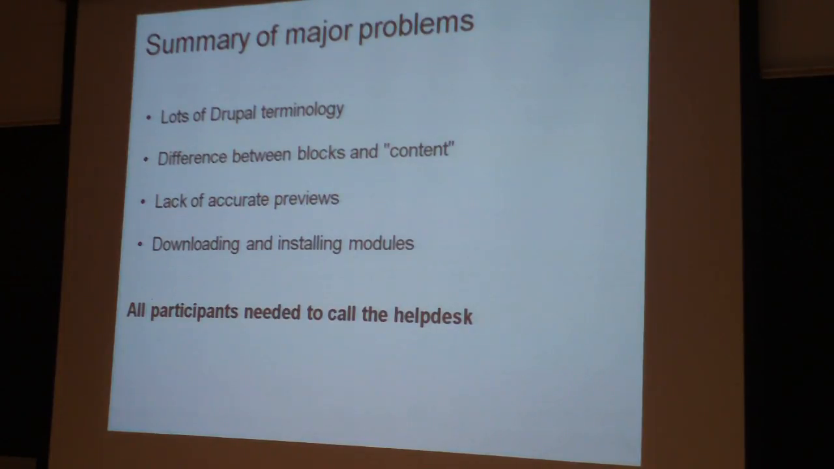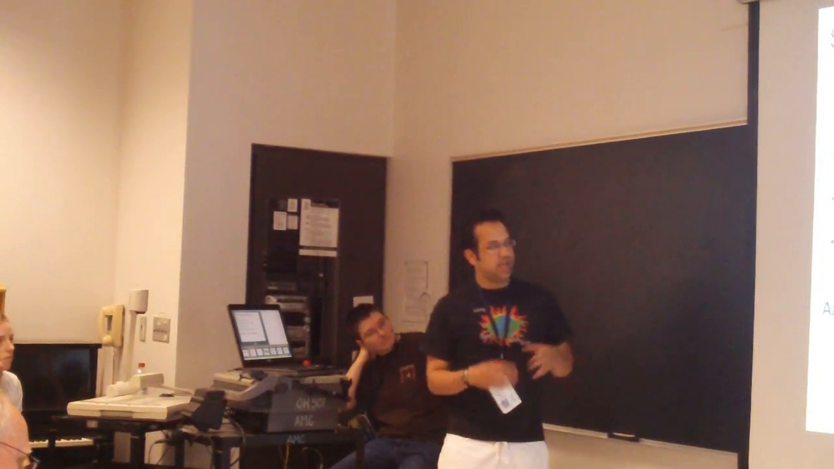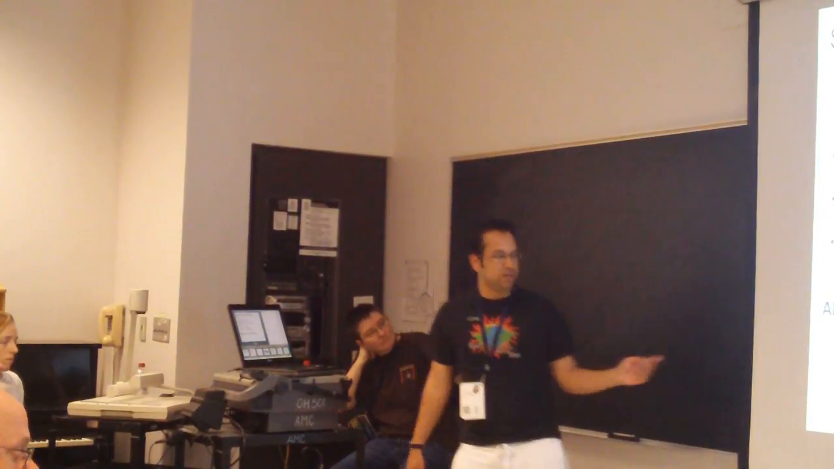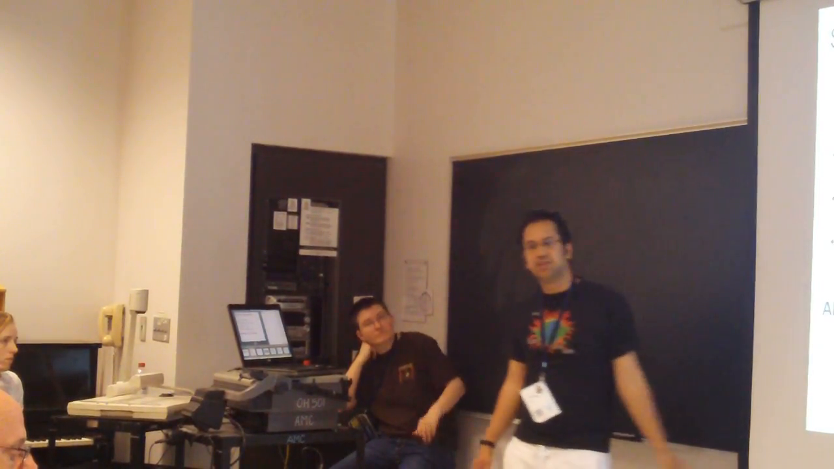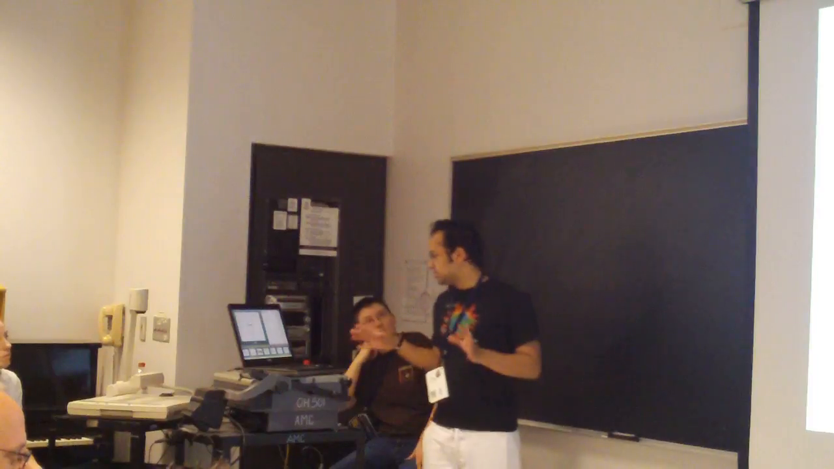So, quick summary again. The major problems were the terminology problems, when people were confused about what something means. The difference between blocks and content: people kind of thought of everything on the page as content parts. Lack of accurate previews: they saw the website and were like, I don't know how this option relates to what I will end up with. And downloading and installing modules. A really important thing there is all participants needed to call the help desk, so none of them really got through it fully. And Jen's going to talk about some of the overall things.